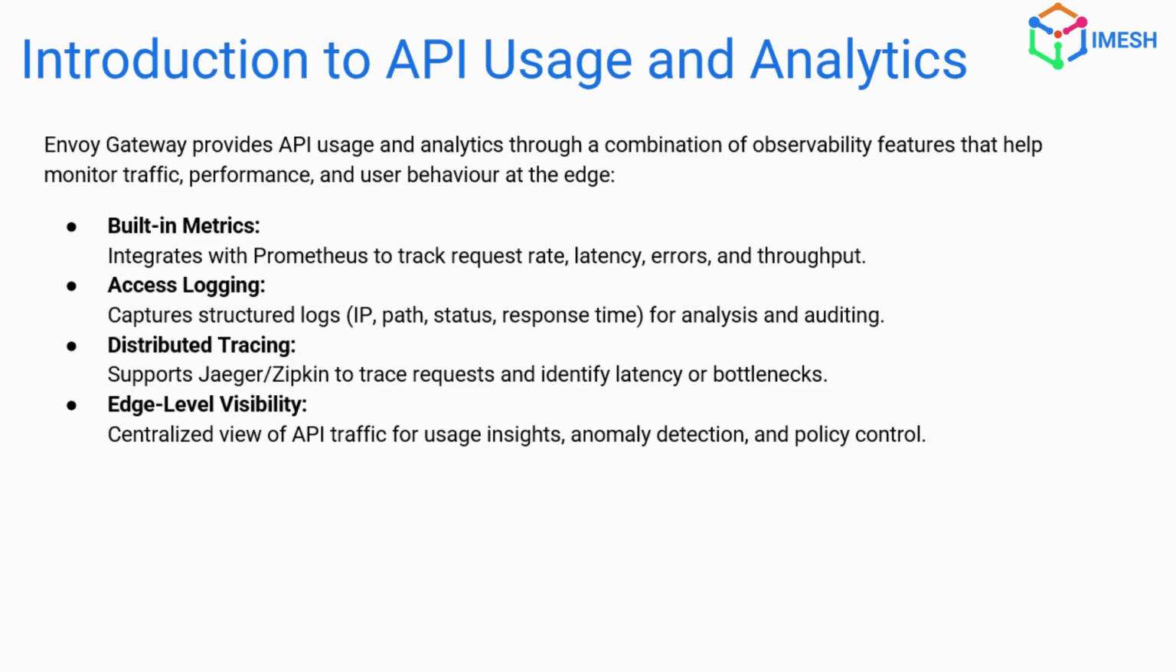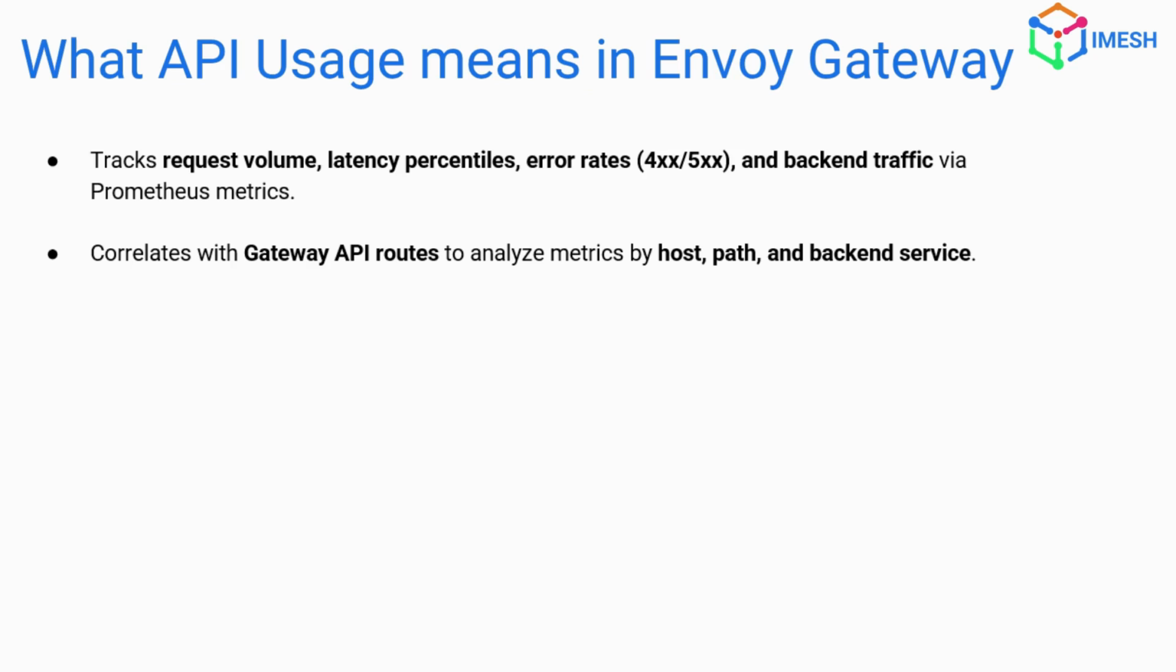Next, let's understand the meaning of API usage in Envoy Gateway. API usage tracks HTTP request volume, latency percentiles, and error rates, exposing these via Prometheus-compatible metrics. It correlates metrics with Gateway API routes, allowing slicing by host, path, and backend service, providing detailed insights into backend cluster traffic for each route.